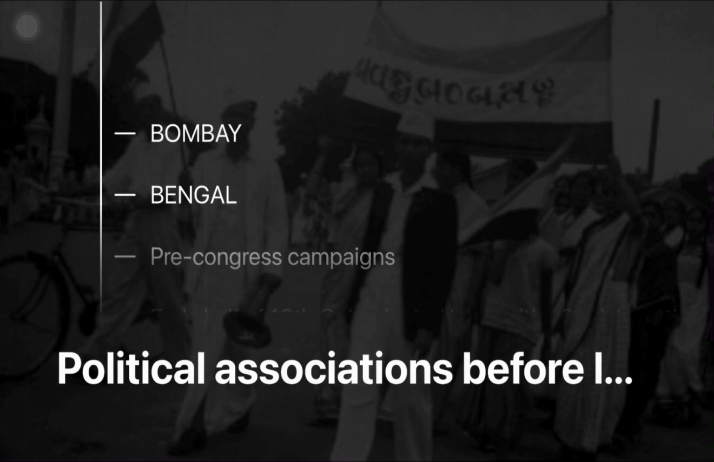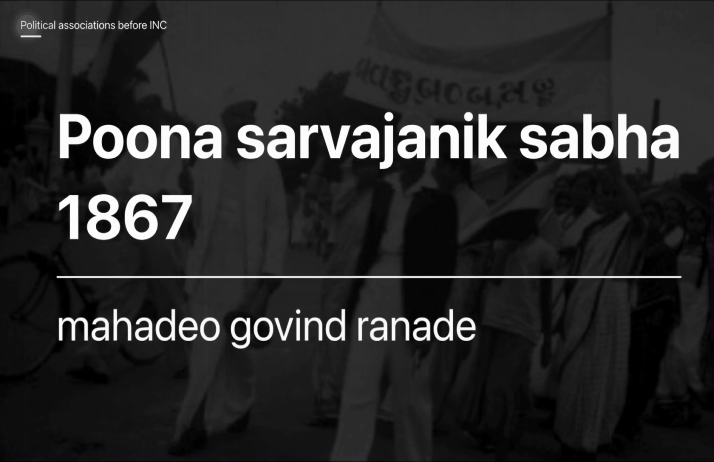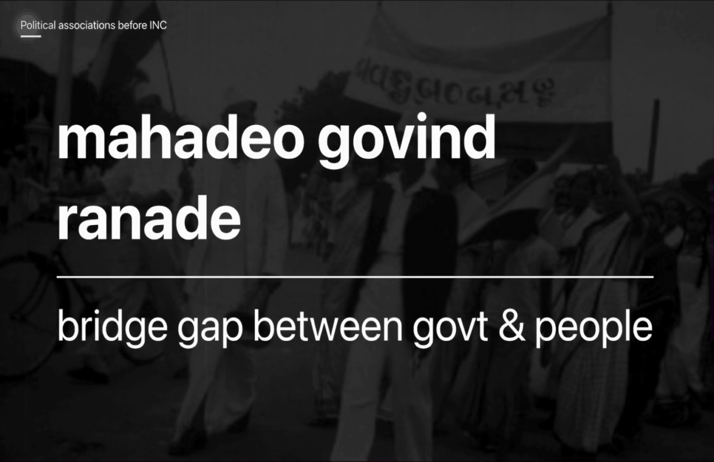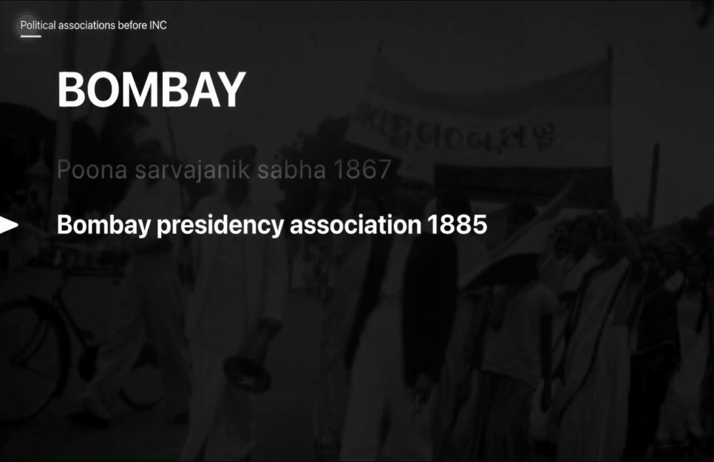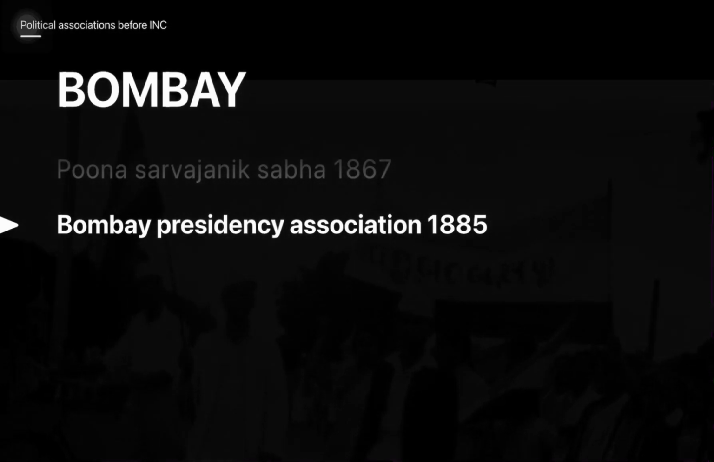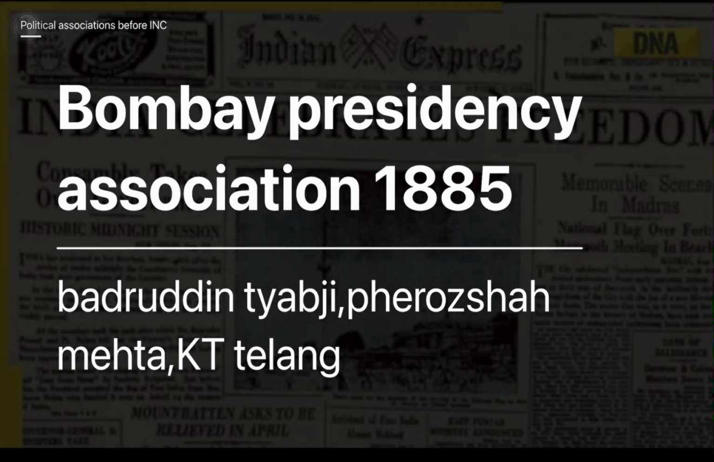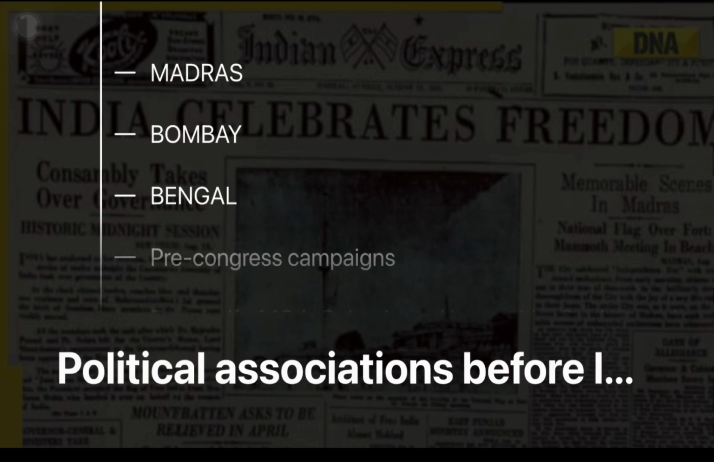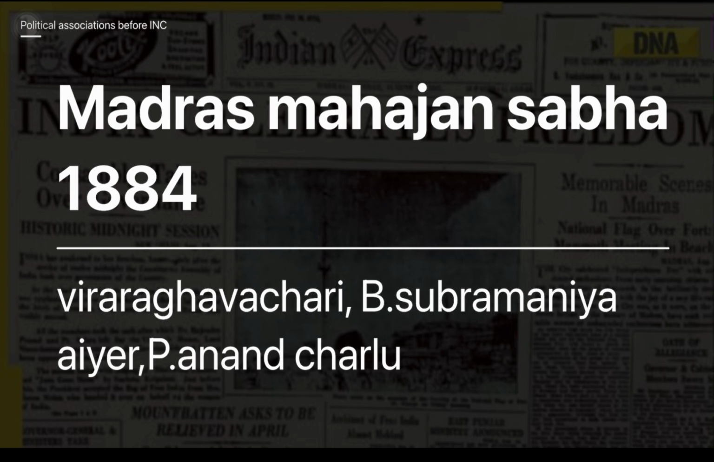Next, let's talk about Bombay. Pune Sarvajanik Sabha of 1867 under Mahadev Govind Ranade. Its aim was to bridge the gap between government and people. Bombay Presidency Association of 1885 under Badruddin Tyabji, Firoz Shah Mehta and K.T. Telang. Let's talk about Madras. Madras Mahajan Sabha, 1884: Veera Raghavachari, B. Subramania Iyer and P. Ananda Charlu.